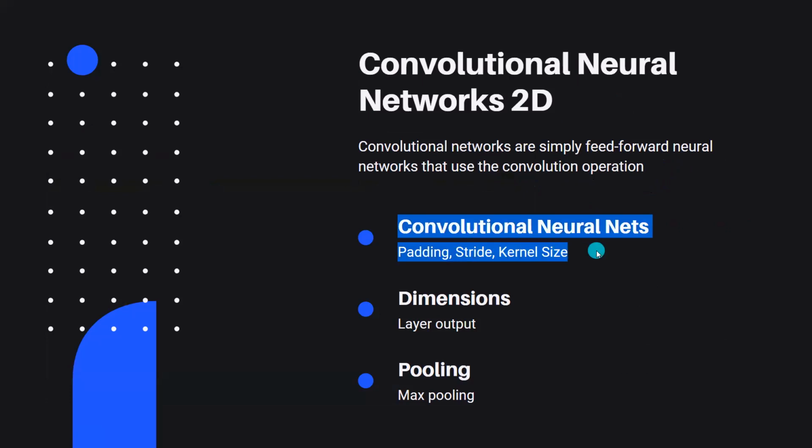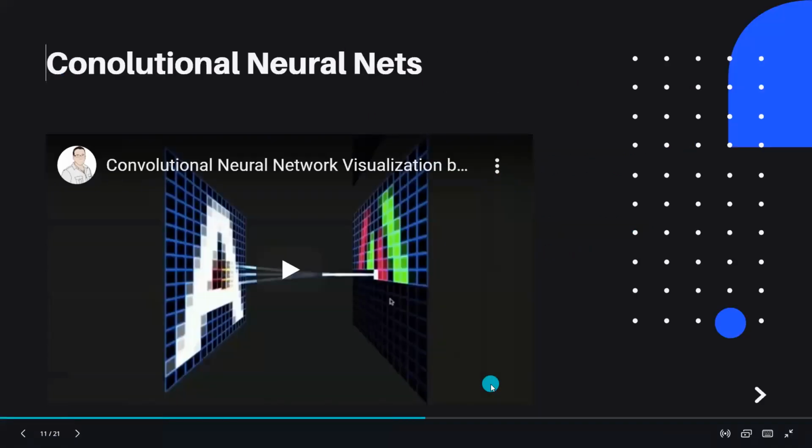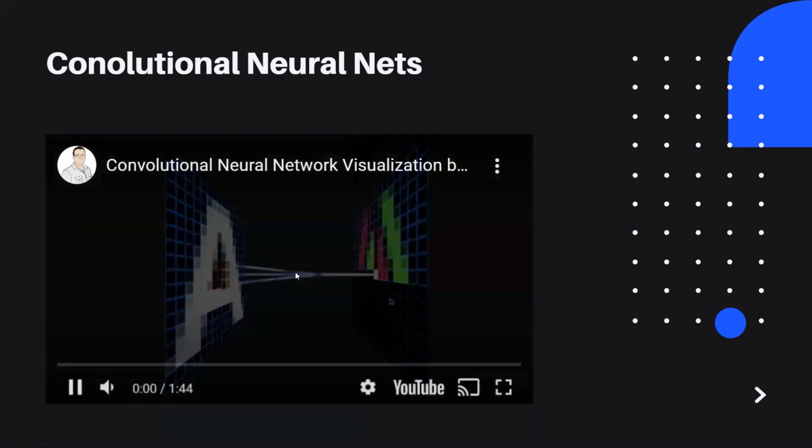So first we will speak about convolutional neural networks in general, then we will speak about the dimensions of the output of the convolutional neural network, and then we will speak about pooling, and then for now, let's watch this beautiful video.